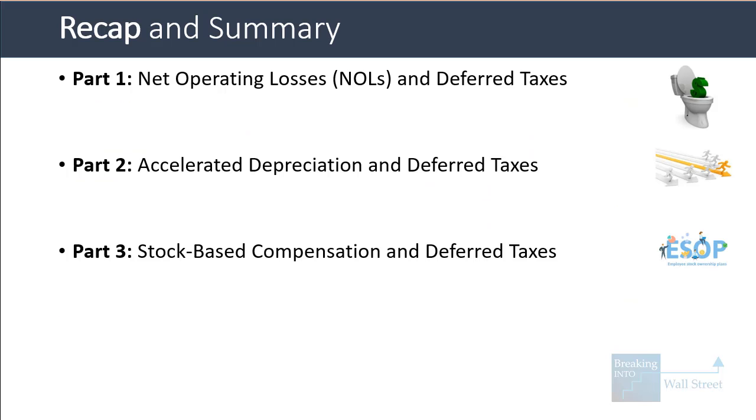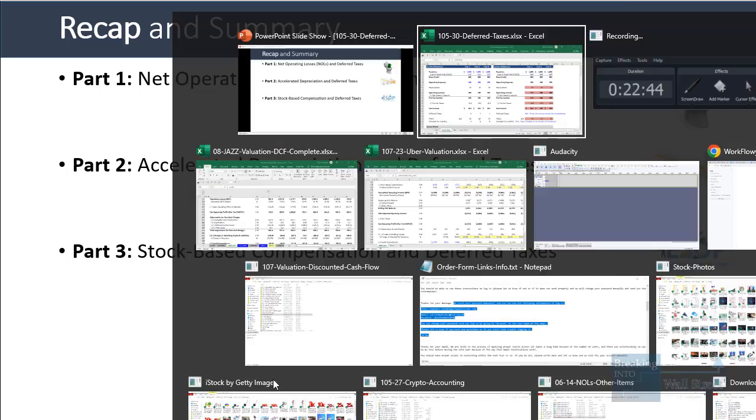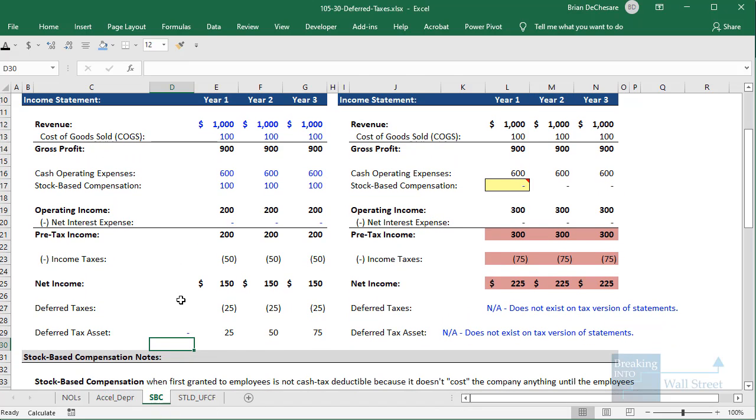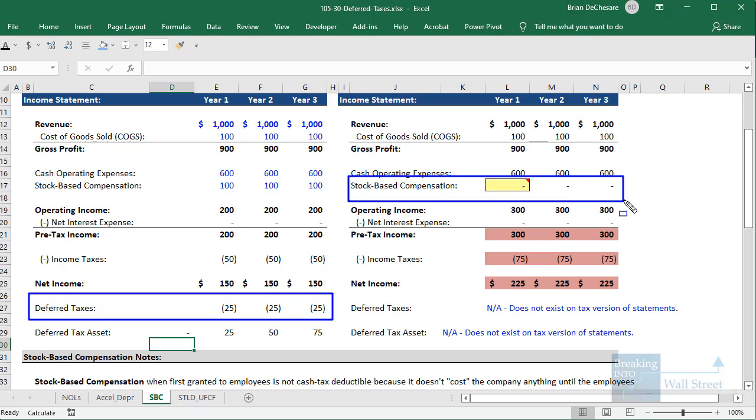Then in part 3, we talked about stock-based compensation and deferred taxes. This is also straightforward. If a company is paying a lot in stock-based compensation to its employees, deferred taxes are usually going to be negative, assuming there are no other major line items because they're not immediately tax deductible. And so you have to reflect that in any type of projection or valuation of the company.